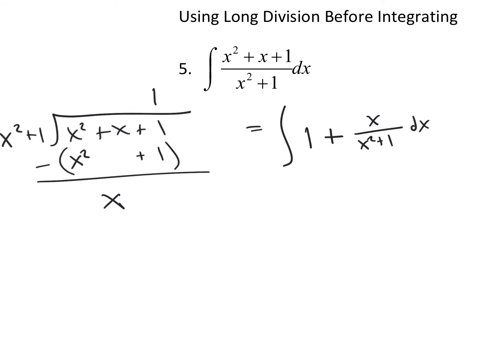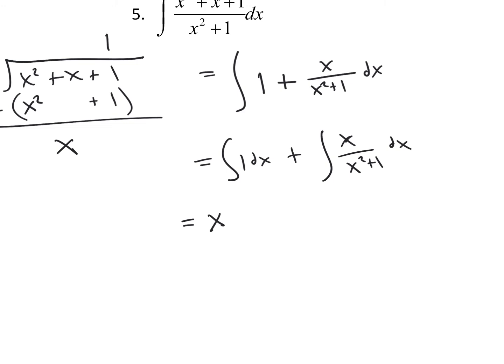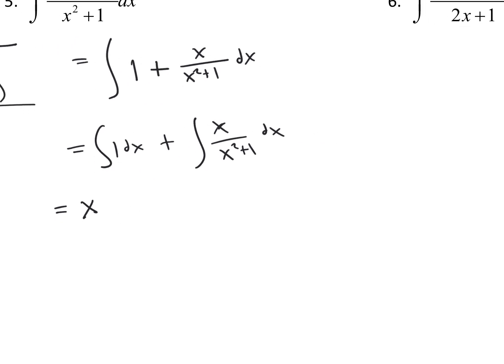Cool. Because now, this part here is what we were doing above. Derivative of the bottom shows up on the top. So I can split this integral up. Integral of 1 dx plus integral of x over x squared plus 1 dx. This part is just x. Let's do the u substitution. u equals x squared plus 1. du equals 2x dx. I just want x, so it's going to be 1/2 du equals x dx.